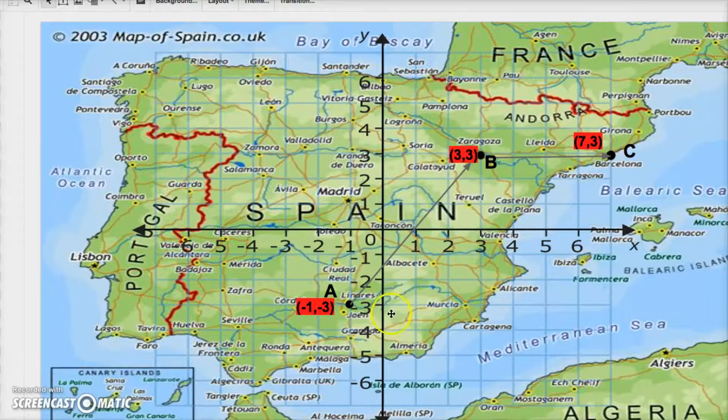Alright, and then I've also got letters that correspond to each city: A, B, C. So right here for Linares, the coordinates are -1, -3, because it's in the bottom left quadrant, so it's going to be negative, negative. And then for our stop, Zaragoza, it's going to be 3, 3. And then finally, the coordinates for Barcelona are 7, 3.